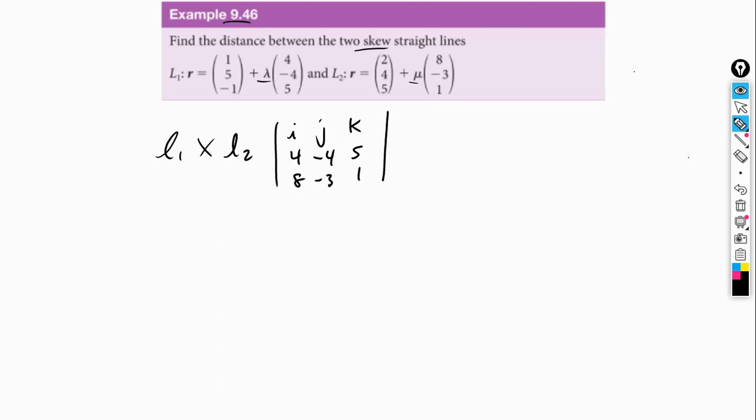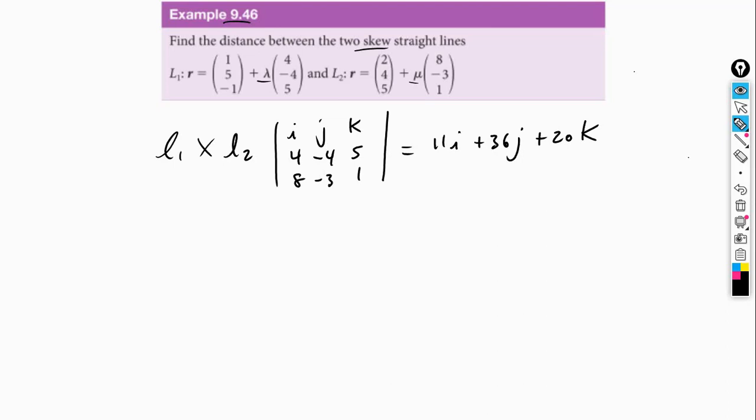So if we do the cross product of this, we're going to get a line that is normal to both of the planes that contain the lines in the problem. So this is going to be 11i plus 36j plus 20k.